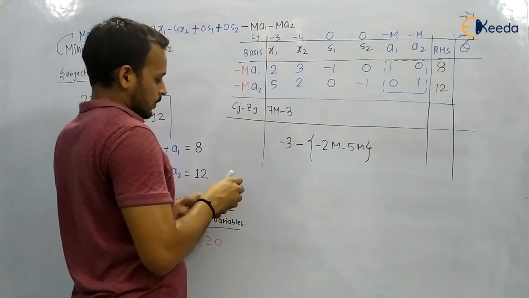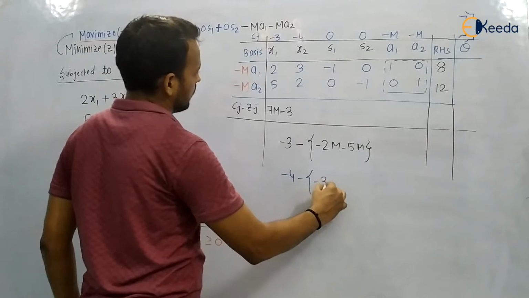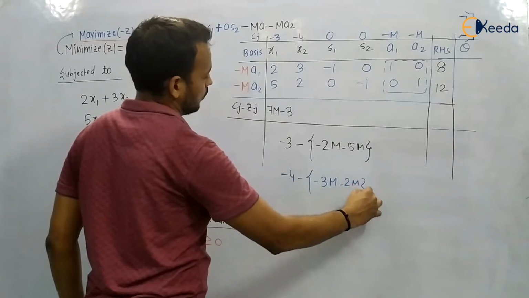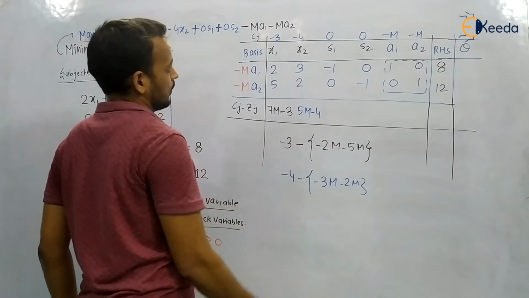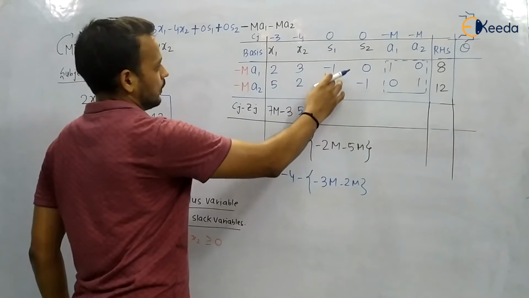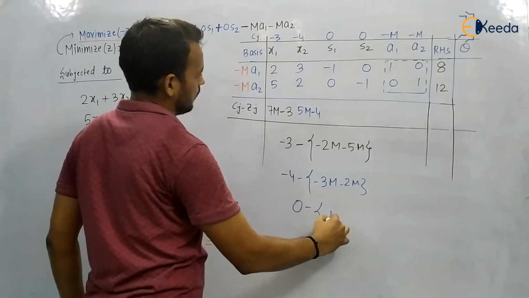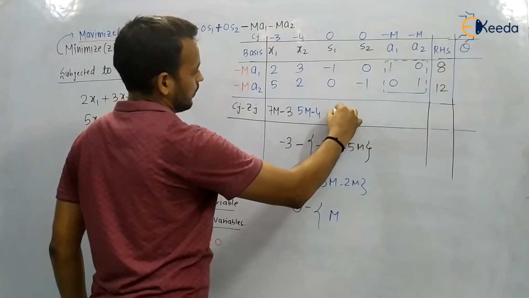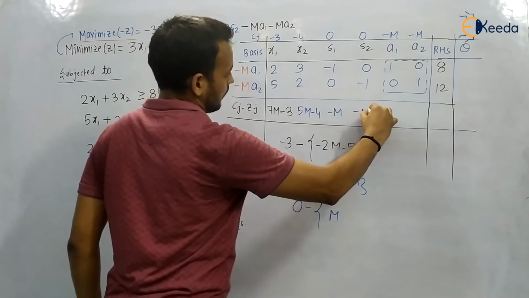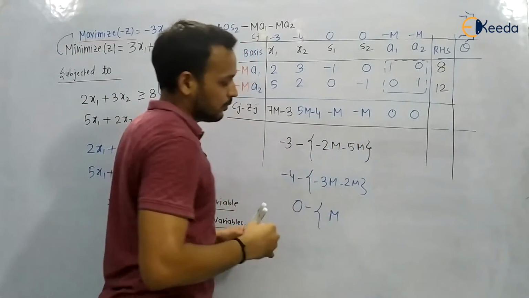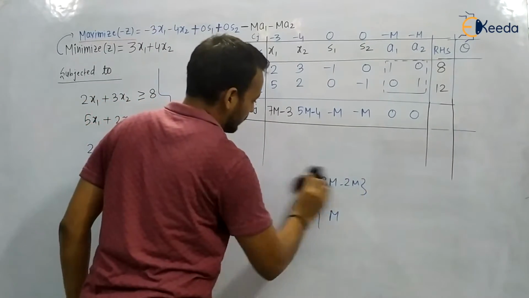And this one, what is the next value? The next value is going to be minus 4 minus 3M minus 2M. So it is going to be 5M minus 4. What is the S1 and S2? It is going to be 0 minus M, so it is going to be minus M. This also minus M, and this a1 and a2 are 0. Why? Because they are the basic variables. So the value of a basic variable will always be 0 in the objective function row.